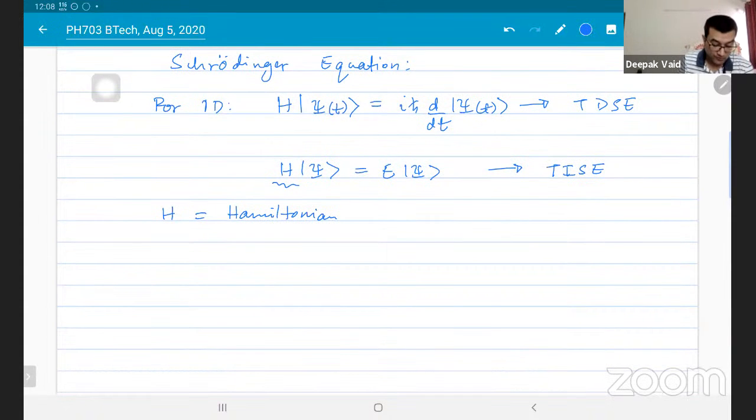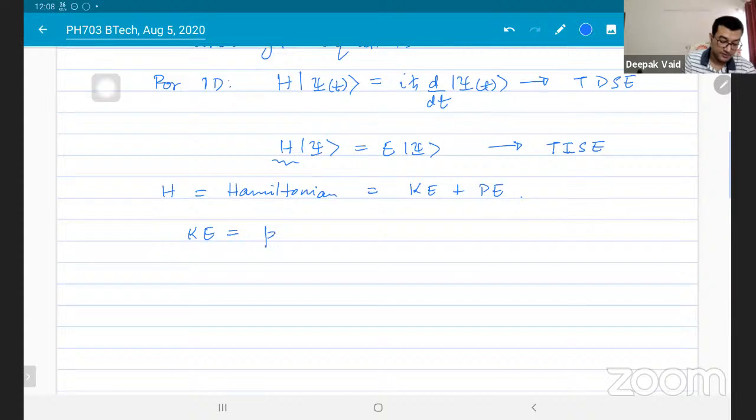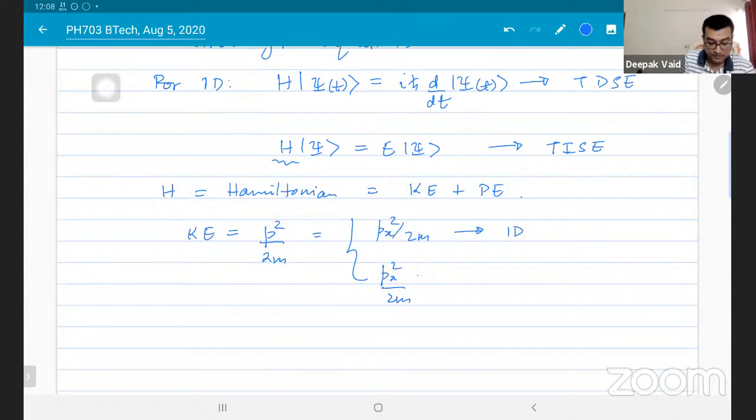Now this Hamiltonian, what is it? Remember, it's the kinetic energy plus potential energy. What is kinetic energy? p square by 2m. If you look at the kinetic energy in one dimension, it's just px square by 2m, right? In 1D. But we are in 2D, so we have to take the kinetic energy along both the dimensions, right? So we have px square and py square. This is really the only difference.